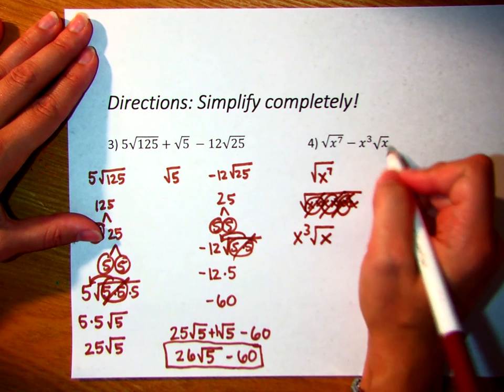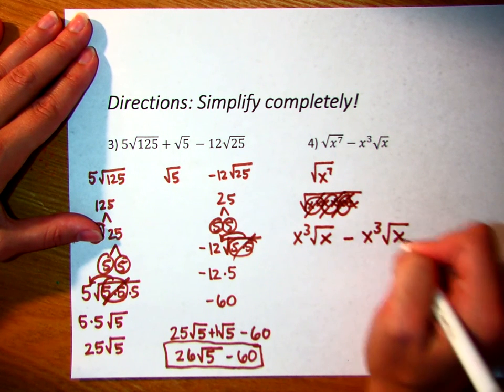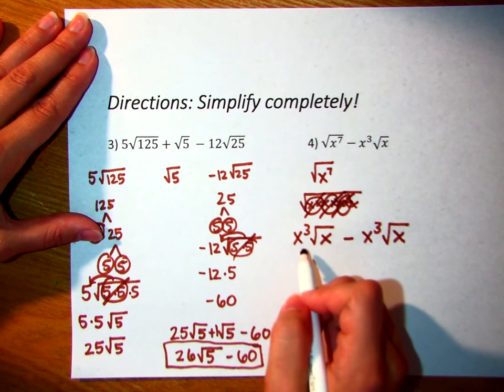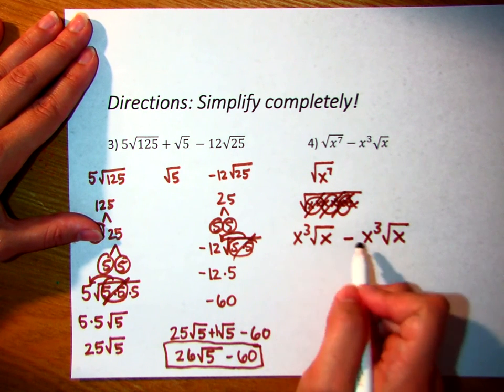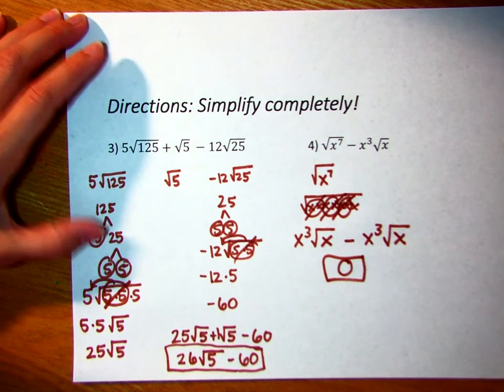Well, this one here, if you look, it says minus x cubed square root of x. Well, there's one of these. It's not a twin, so that's already simplified. And if you look very carefully, these are exactly the same. So when it's the same thing subtracted by itself, we're left with 0. So that would be our answer on this question.